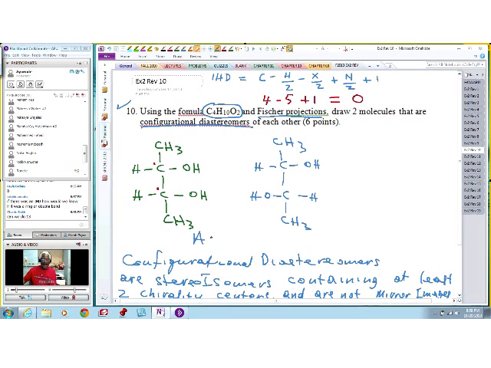Okay, let us call this compound A and compound B. Now, compound A and B will be configurational diastereomers. You notice here, these are stereoisomers, both of them. They have the same molecular formula. They have the same attachment of atoms. They have 2 chirality carbons each, but they are not mirror images. Okay, so that satisfies the question here.